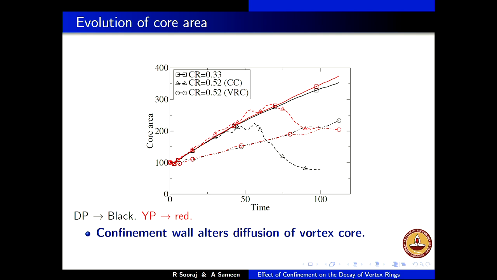Now here is the evolution of the core area of the vortex ring. Here again, to some extent the ring evolves the same way as at the lower confinement ratio. After that, when it feels that the wall is there, the decay pattern deviates and the area decreases. The decrease in the area happens mostly because of the stretching of the vortex core, an asymmetry that is formed, and because of that the vortex ring stretches, so it reduces the core area.